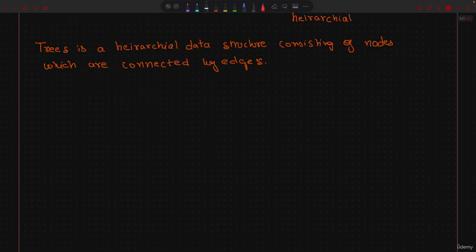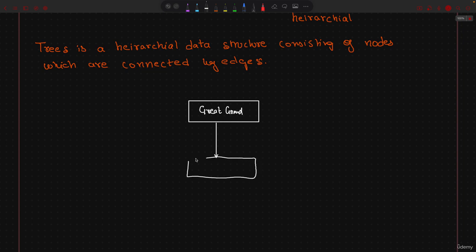Let's say we have an overall starting point where we can write great grandfather, right? Great grandfather. Then under him will be, one second, let me do it nicely.